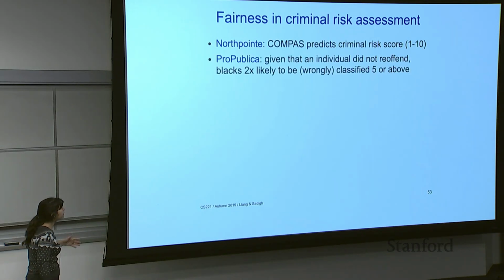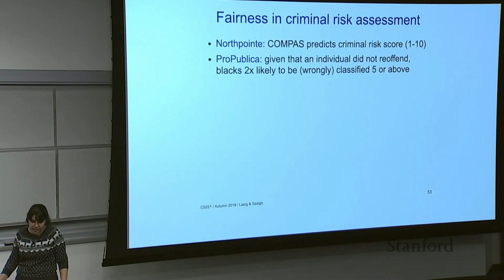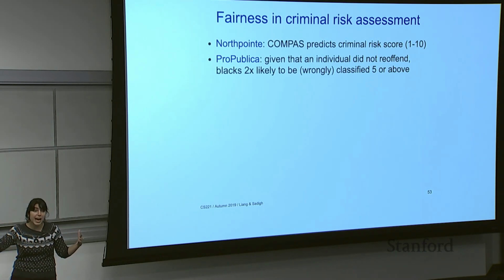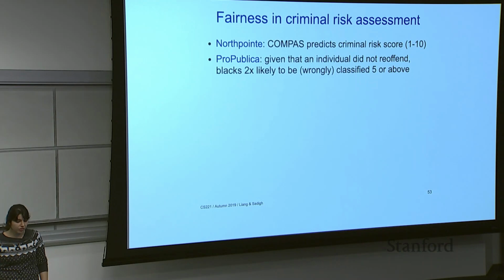And what happened was ProPublica, which is a nonprofit, came out and did a study, and ProPublica showed that, given that an individual did not reoffend, African Americans were twice as likely to be wrongly classified as 5 or above. So that just seemed not fair. ProPublica put out this article saying, well, the system is not fair. Why are we using this? It doesn't satisfy this fairness criteria.